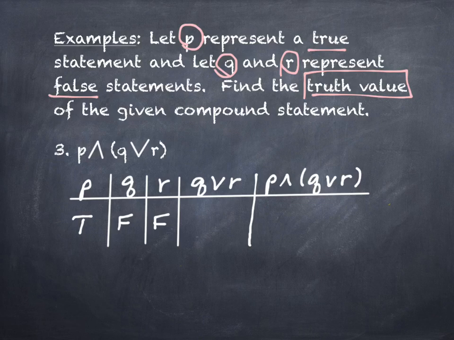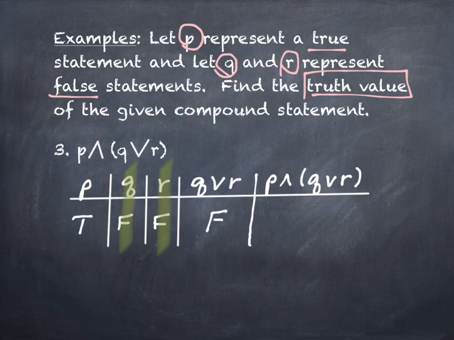All right, now it says QVR. So that means I look at the Q column and the R column only, and I join them with the word "or." So false or false is a false statement.